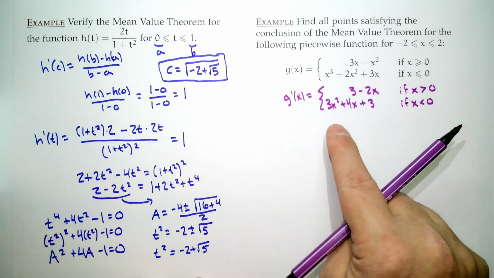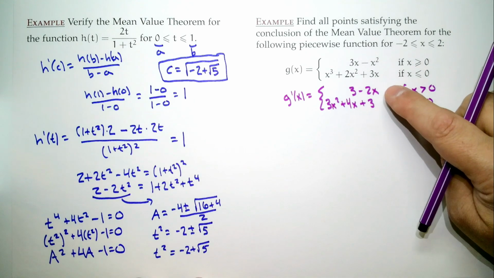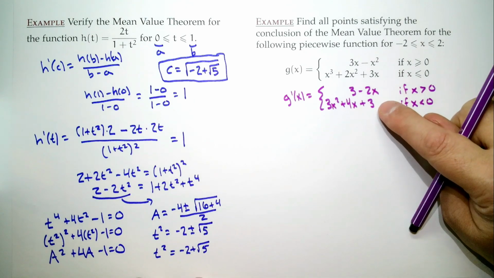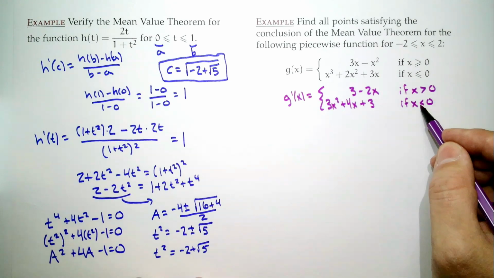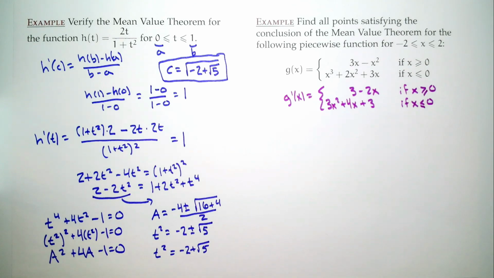Now what are we checking? We want to see what happens at 0. When we plug 0 into the top one, we get 3. When we plug into the bottom, we get 3. And it's true that 3 and 3 are the same. Okay, so that means that they match up as well. So it is a continuous and differentiable function. It's continuous and differentiable everywhere. So we can apply the theorem.